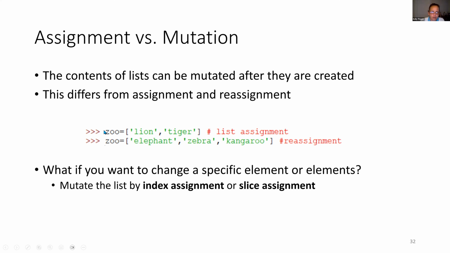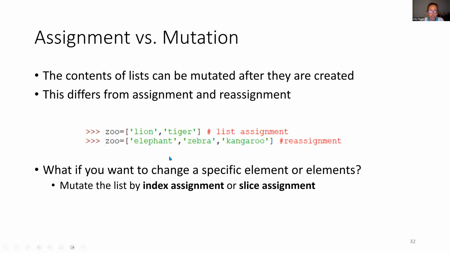So let's say that we have zoo equals lion and tiger, and then you overwrite that value. So you cross it off, you delete it, and you do zoo equals elephant, zebra, and kangaroo. So this is an example of reassignment. And we can do that with strings. We've seen reassignment before. Augmented assignment is an example of reassignment that we use all the time.